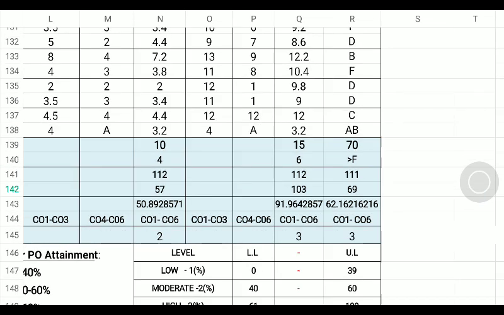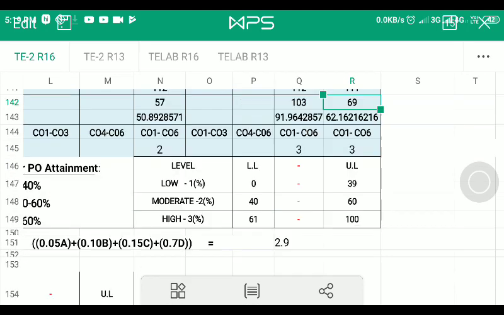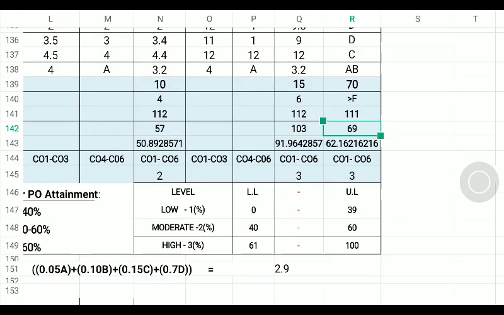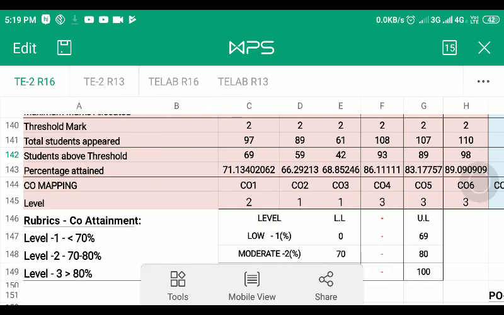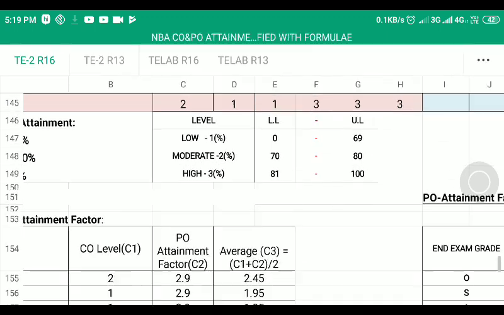I'm not giving the formula for this because this is directly taken from the result analysis. So just you have to enter the below threshold, that means those who failed. Okay, so for the failed candidates you have to take directly. Once you enter, you get all the levels also.